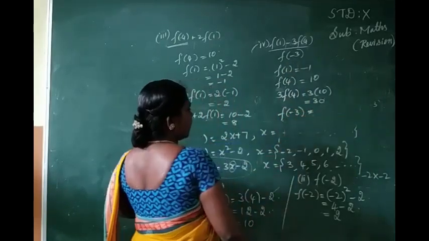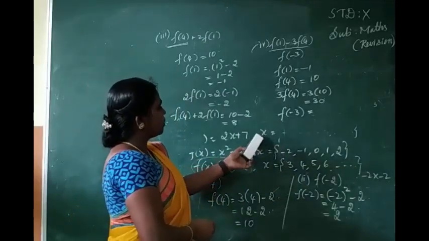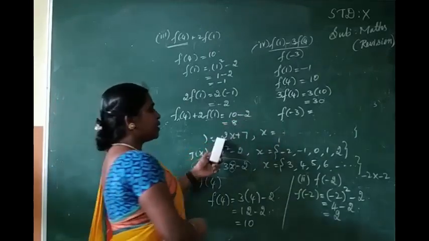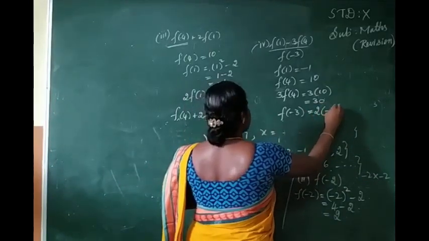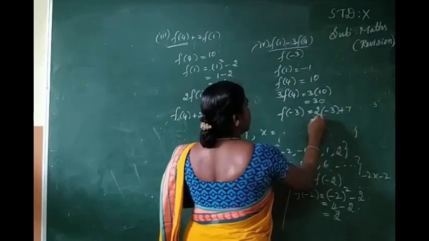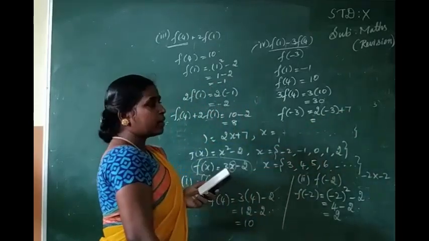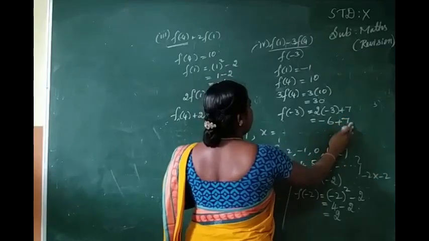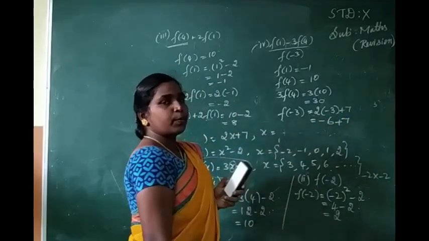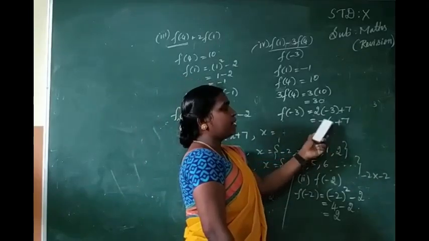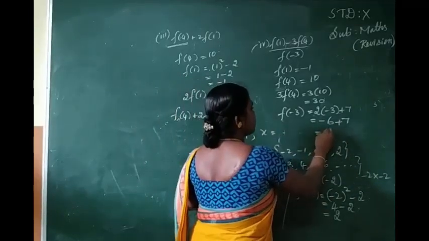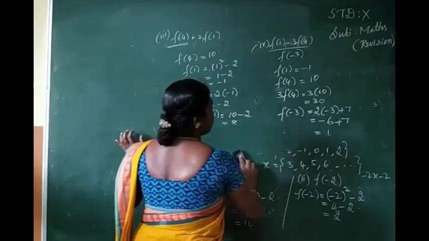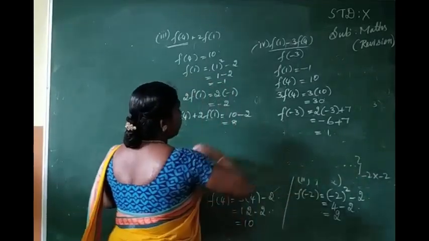So minus 3 is in the first interval, 2x plus 7. Instead of x you have to say minus 3. So 2 into minus 3 plus 7. 2 into minus 3 is plus into minus, minus 2 3s are 6, plus 7. Now you see 6 is negative, 7 is positive. You subtract 7 minus 6. Greater is positive. So 7 minus 6 is 1. Okay.